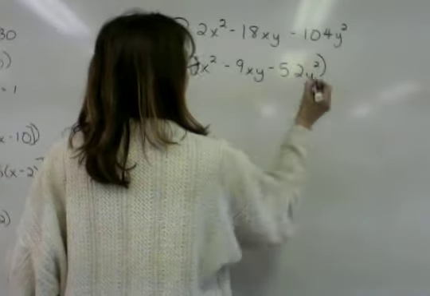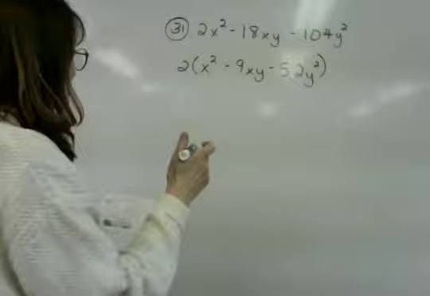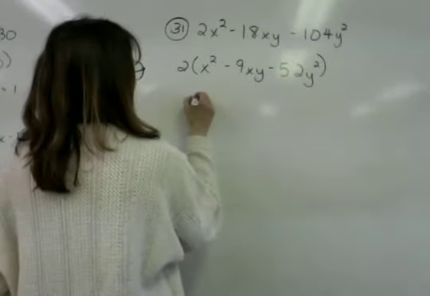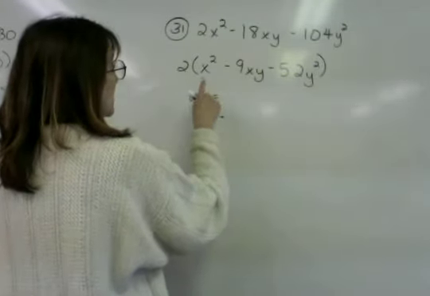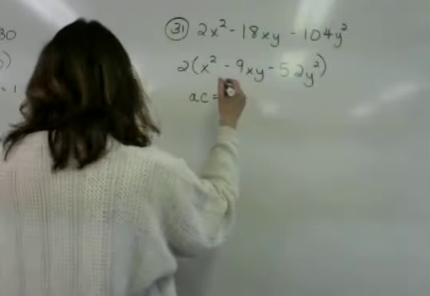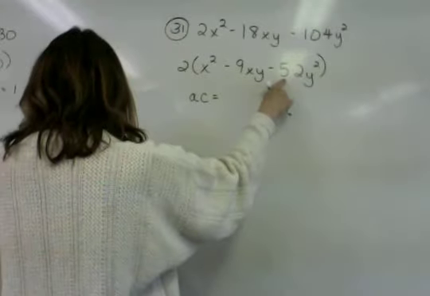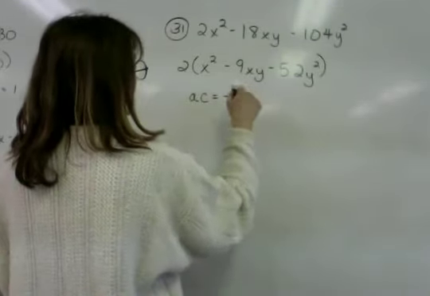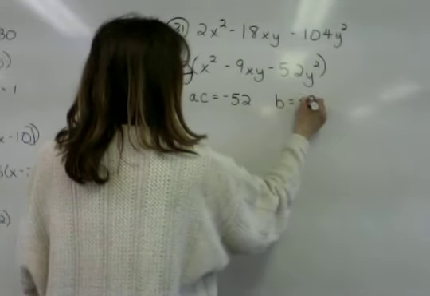Right? Then I'm going to do the same thing like we've been doing. This number right in front, what would A and C be? So if I multiplied the A and the C, that's a 1, guys, and that's the 52. It would just end up being a negative 52. And I'm looking for factors of it that would end up being a negative 9.